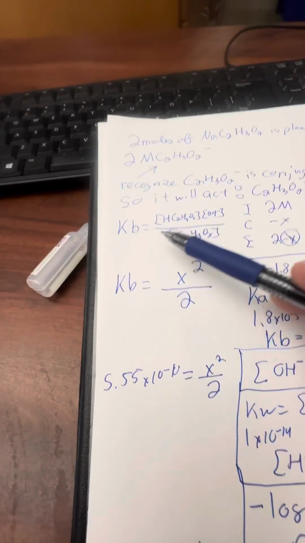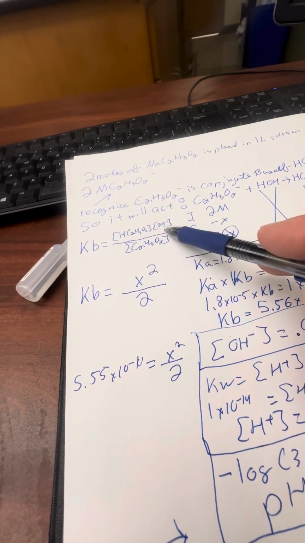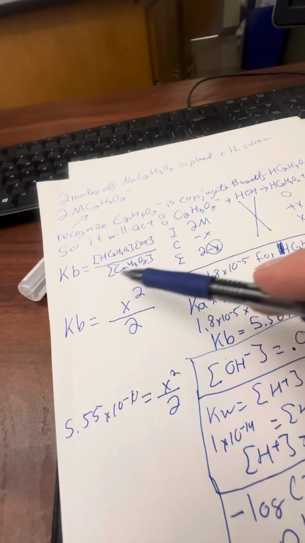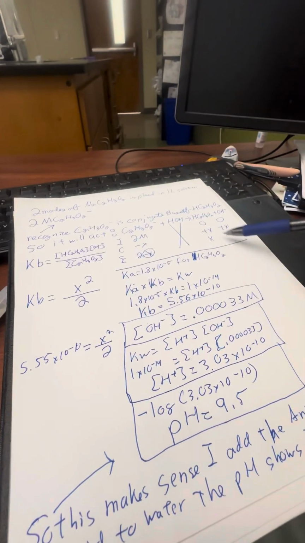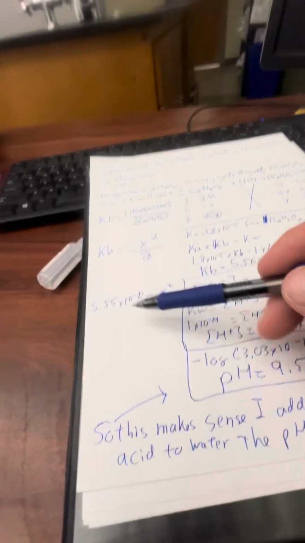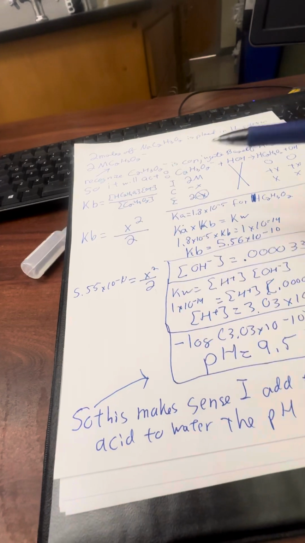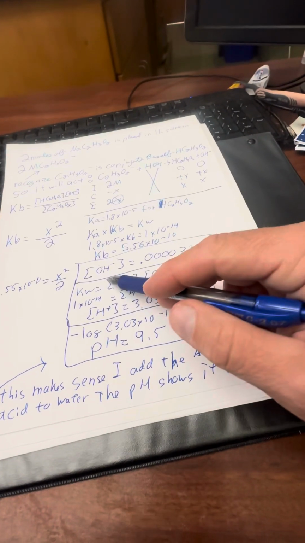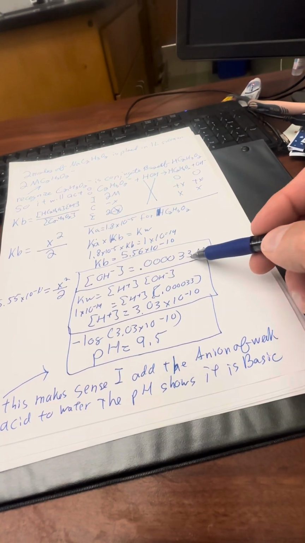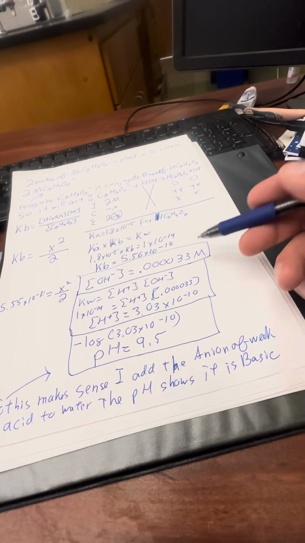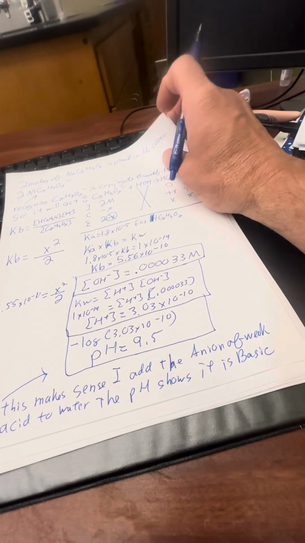Okay, now what we're going to do is come over here. We're going to have our equilibrium expression for the base, which is going to be the undissociated acid times hydroxides over the anion. Kb is equal to x squared divided by 2. Come down here. 5.55 times 10 to the negative 11 is equal to x squared over 2. Okay. Now, the hydroxide ion concentration is 0.000033 molarity.